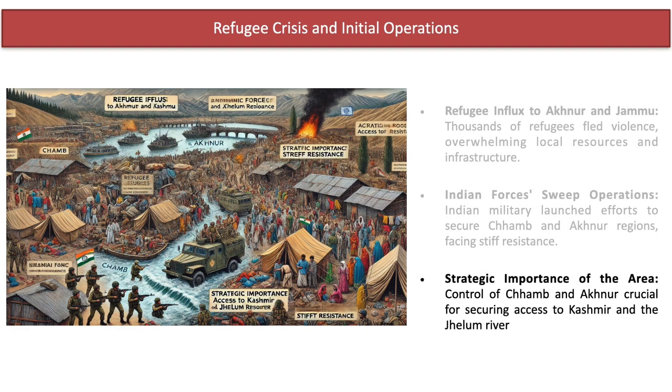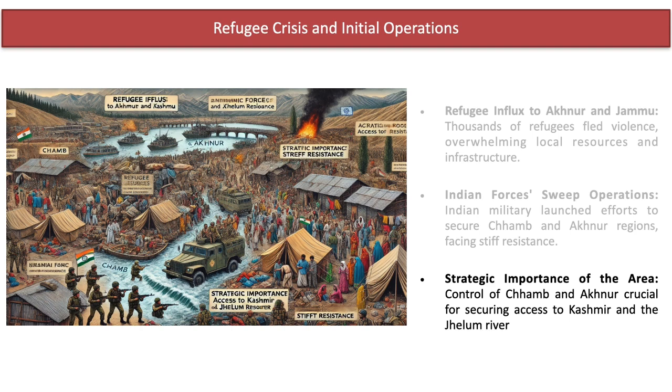This is why the Battle of Chamb and Akhnur was so fiercely fought, and every inch of ground was contested with such determination. It was not just the here and now, it was about securing the future, about ensuring that India could stand strong and protect its people and land. The strategic importance of these areas cannot be overstated. They were crucial for securing access to Kashmir, for controlling the vital Jhelum River, and for maintaining India's position in a region that continues to be of immense strategic significance.